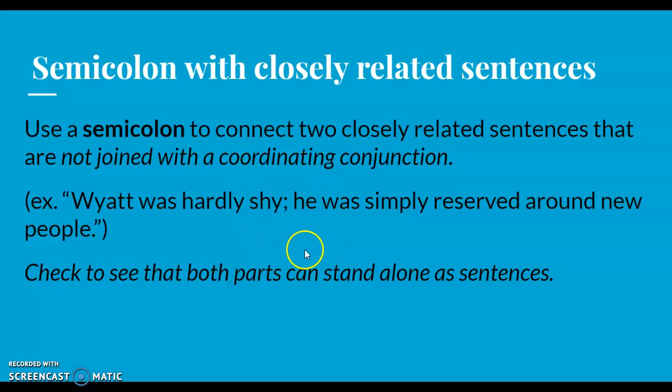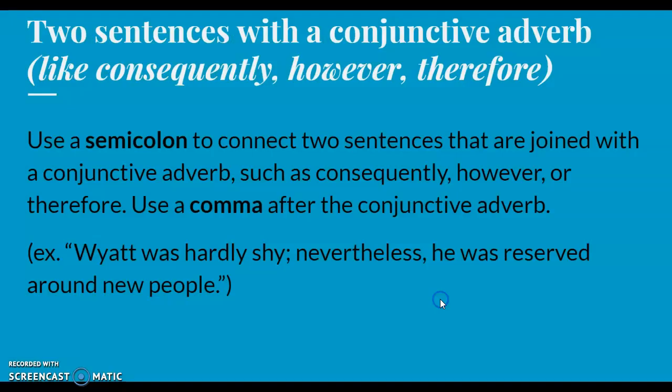semicolon. I caution you in your writing to not use that too often because it really makes a careful reader stop and think, why are we showing that these sentences are closely related? But it is a good skill to know how to use when you need it. The big thing on that one is check to see that both parts can stand alone as sentences, and then you'll know that a semicolon would be okay to use there. Just a comma is not okay to use. We call that a comma splice, which is a type of run-on sentence.